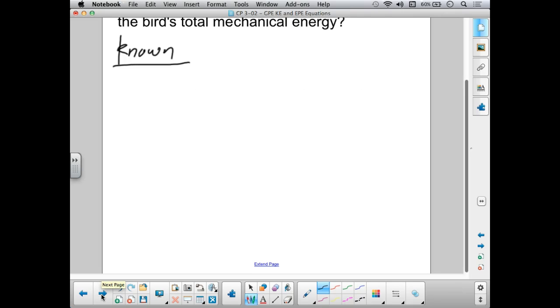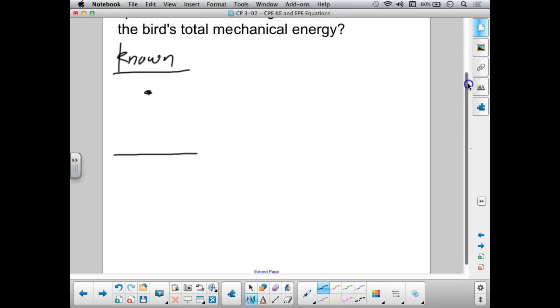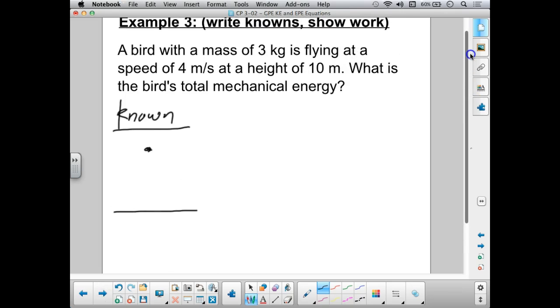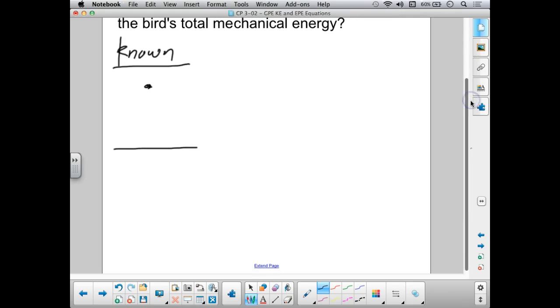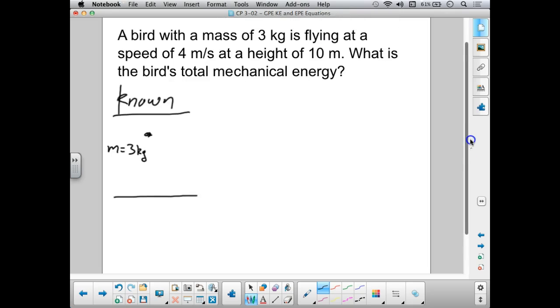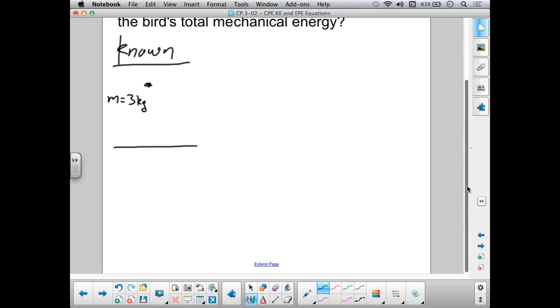And the first thing I do is I draw a diagram. I've got a bird flying at some height above the ground. I know a few things about this bird. I know that its mass is 3 kilograms, so I'm going to write that down. Mass of the bird is 3 kg. It is flying at a certain height, and that height above the ground is 10 meters. So I know that this height right here is 10 meters.